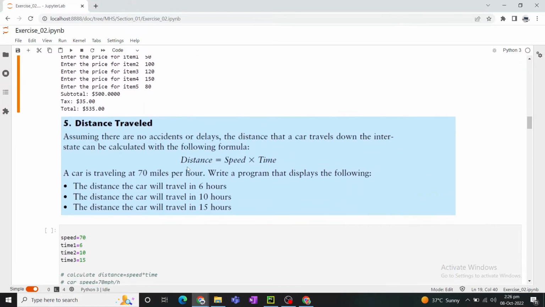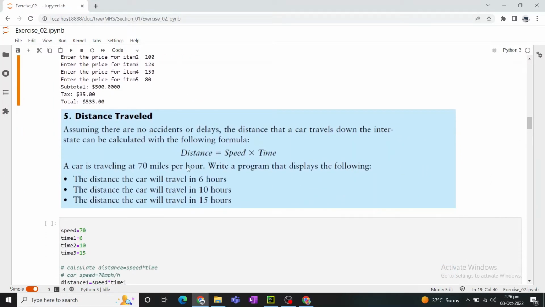Okay, let's move forward. The distance traveled, question number 5. The distance traveled, assume there are no accidents or delays. The distance that a car travels down the interstate can be calculated with the following formula. Distance is speed times time. So we can see by the first statement, the car is running at a constant speed of 70 miles per hour with no delays or accidents on the interstate, right?